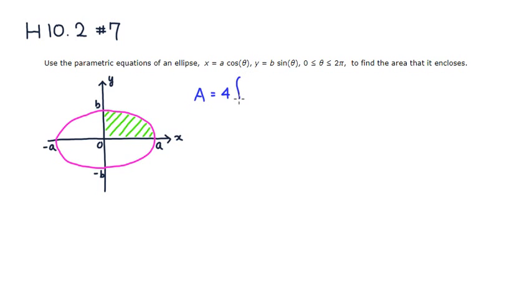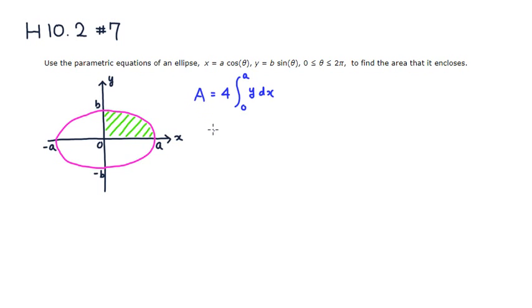So it's an integral, where x is going from 0 to a. Then the y value is y, and we do it with respect to x. That would be the area in terms of x and y. We're going to rewrite it in terms of theta.